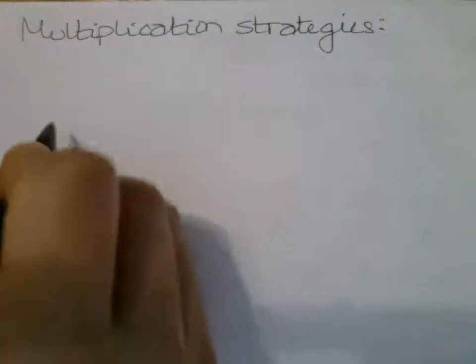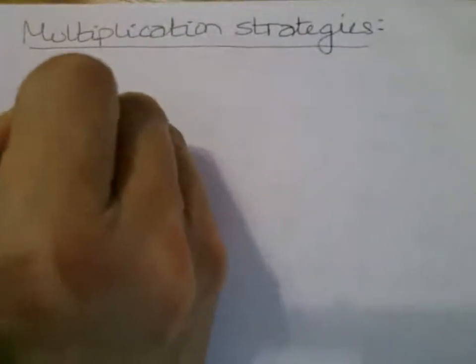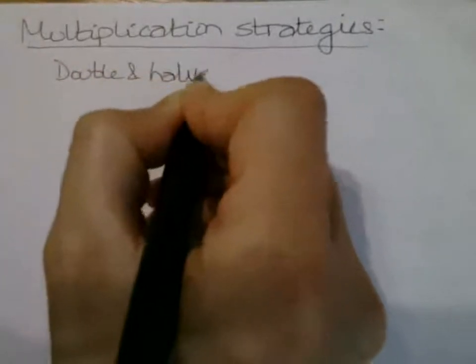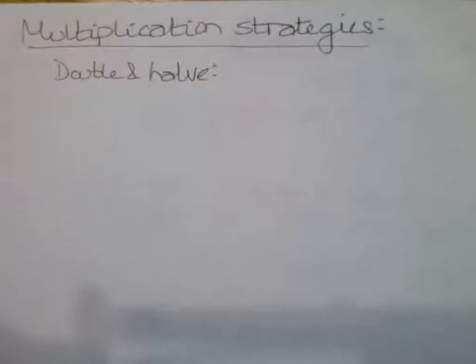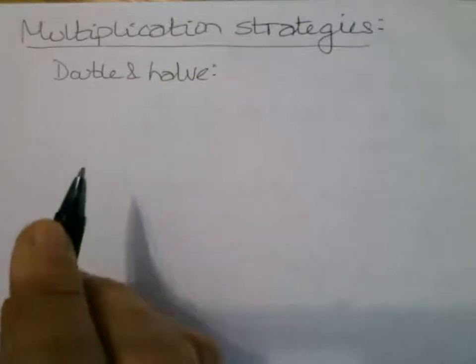Here are a couple of strategies for multiplication. The first one we're going to call double and halve. The idea here is that we're going to cut one of the factors in half while we double the other one. We're going to do it strategically so as to make our lives easier, less complicated and not more complicated.